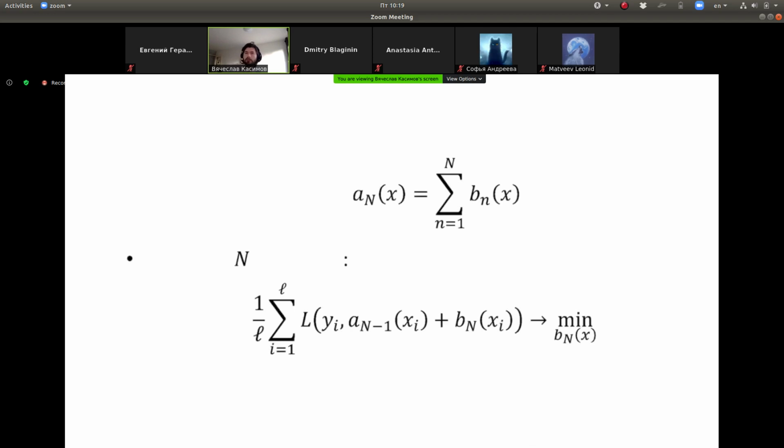So again, we have such a problem to optimize. We need to learn a model. This part is already fixed, and this part we need to optimize.